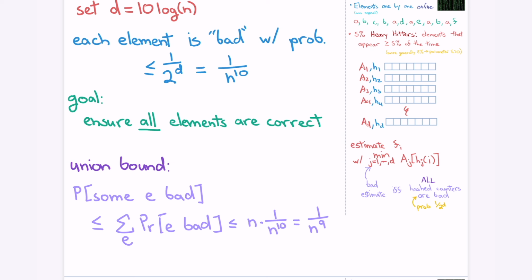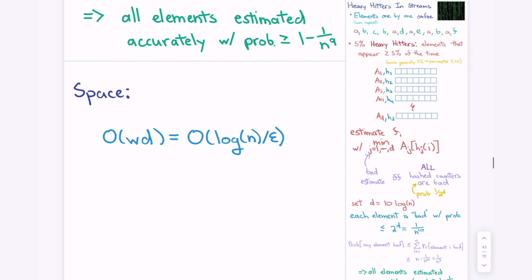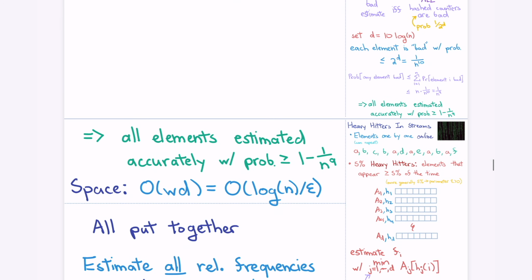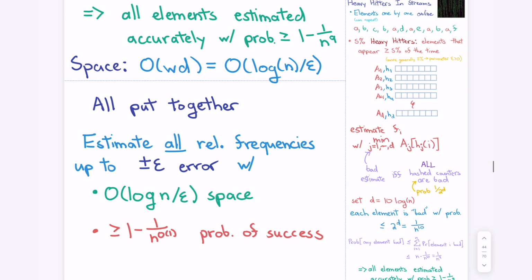Good. So that should be magical, if you haven't seen it before, because all put together, you're able to estimate the relative frequency of every single element up to error epsilon in log n over epsilon space.